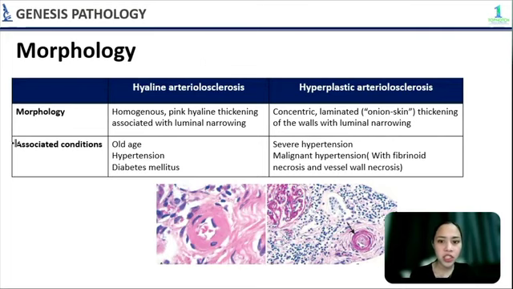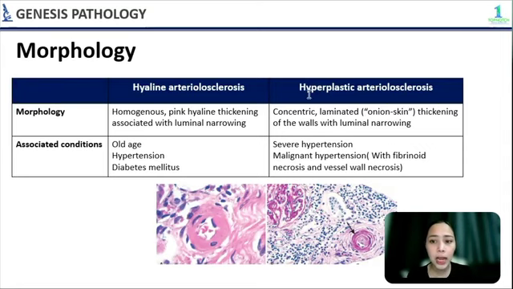So in terms of morphology, there are two types. First is hyaline arteriolosclerosis. So arterioles here will show a homogeneous pink hyaline thickening, thus the name. So the deposition of this will cause associated narrowing of the lumen, obstructing blood flow. So this is found in the vessels of older individuals, whether they are hypertensive or normotensive, but it is more generalized among people with hypertension and diabetes.